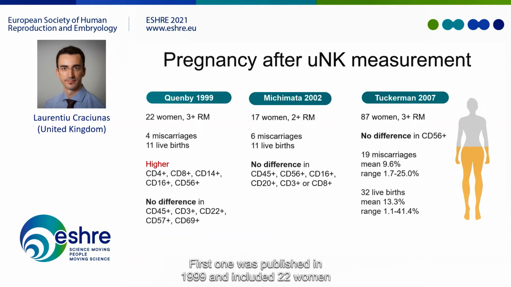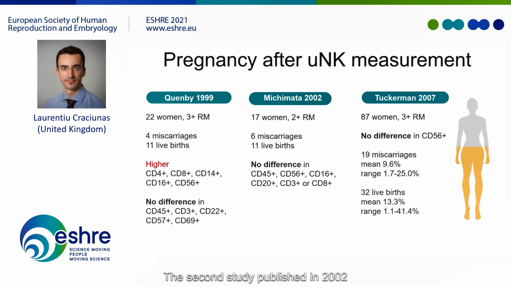First one was published in 1999 and included 22 women who suffered 3 or more recurrent miscarriages. They had various uterine natural killer cells counted, and their future pregnancy was followed up. Out of 15 women who conceived, 4 suffered another miscarriage, and 11 achieved a live birth. The study reported higher counts for some uterine natural killer cells and no difference in others.